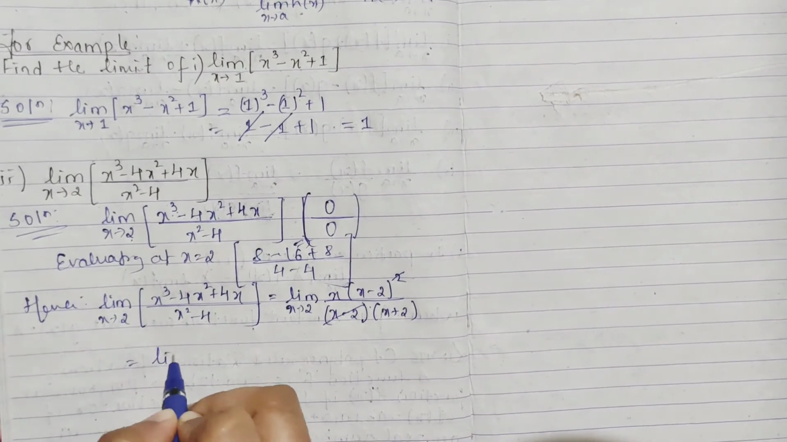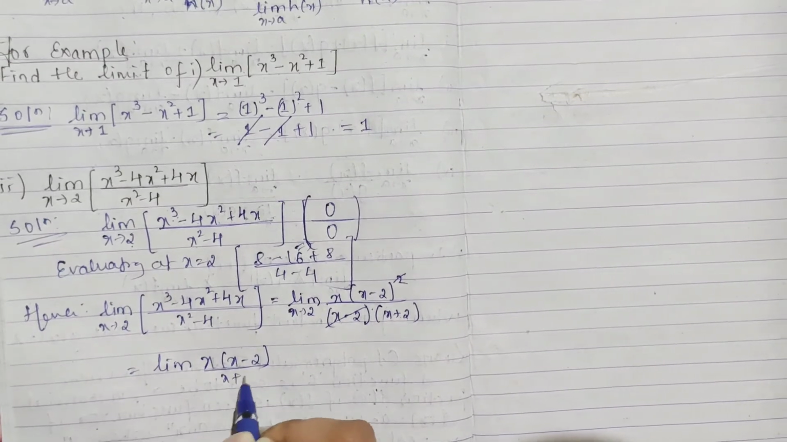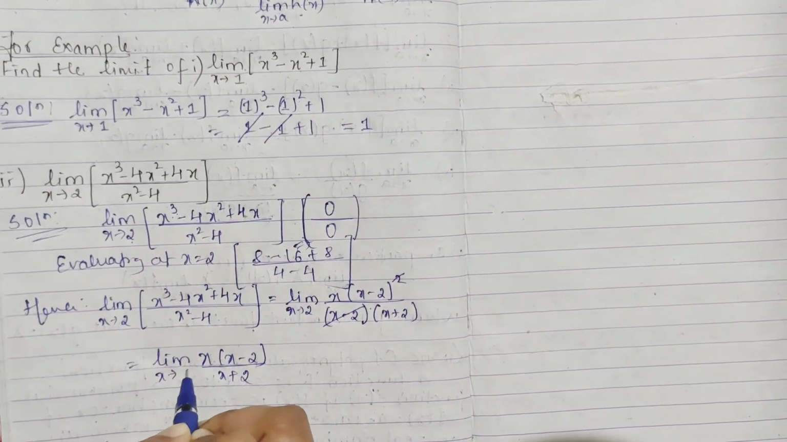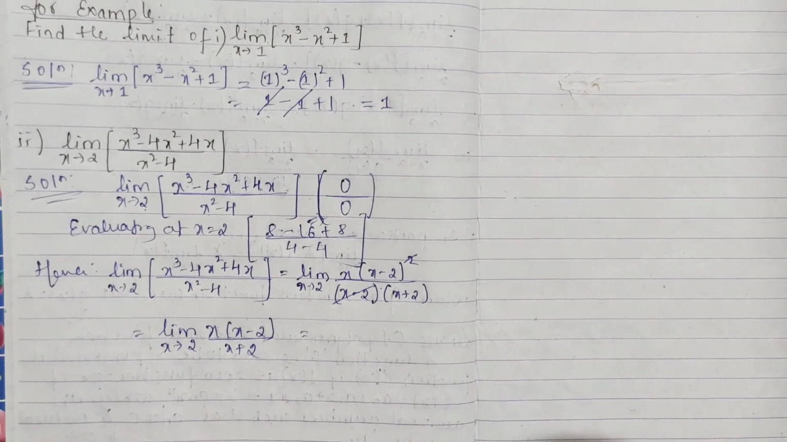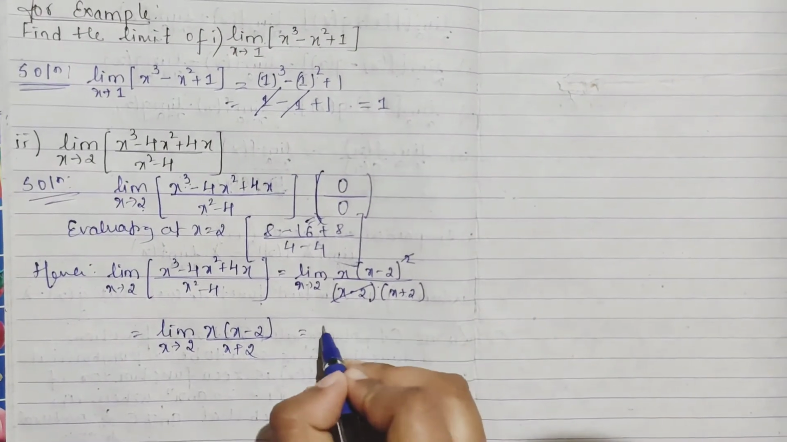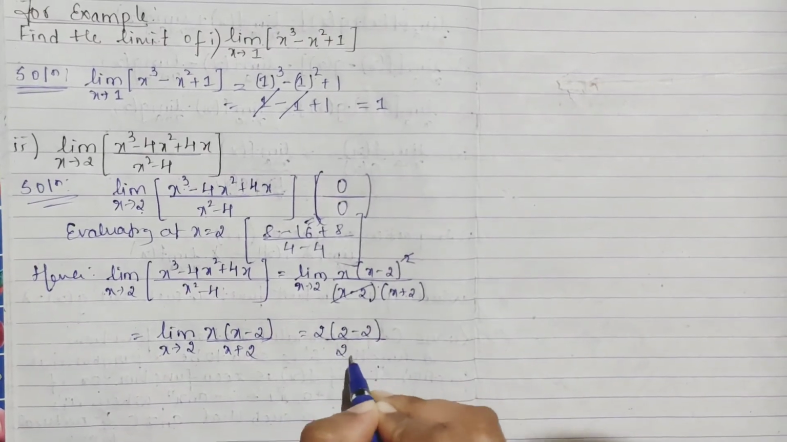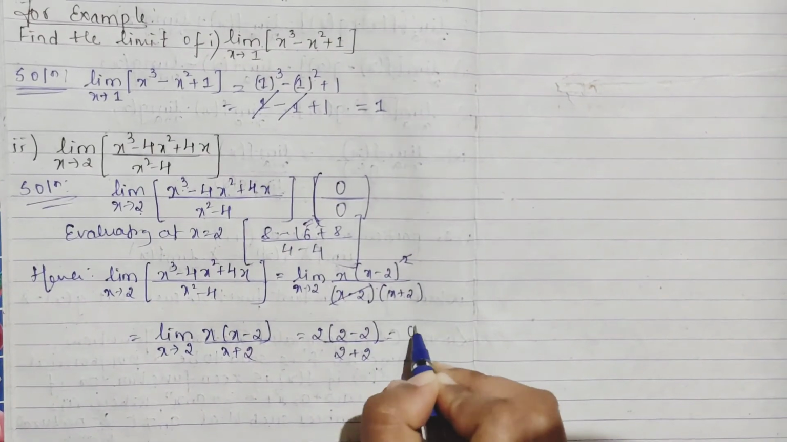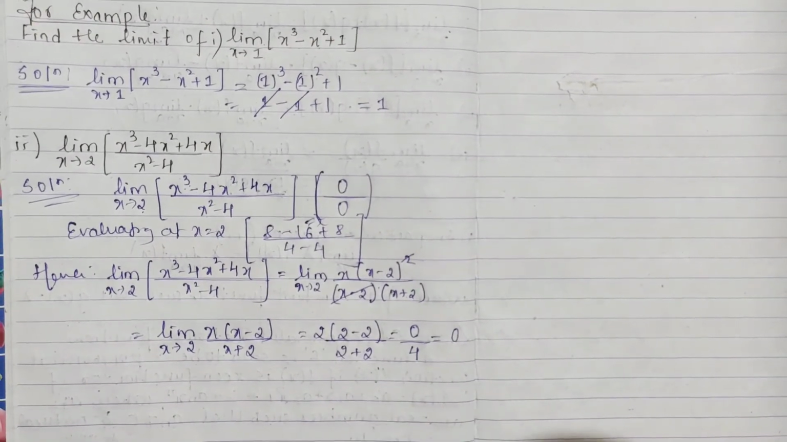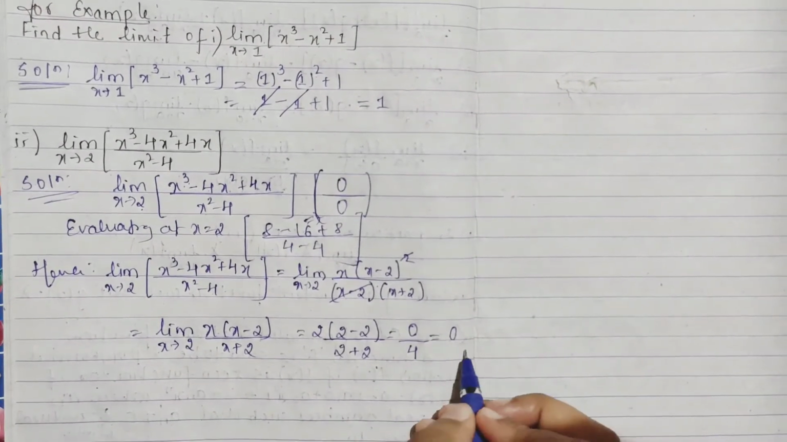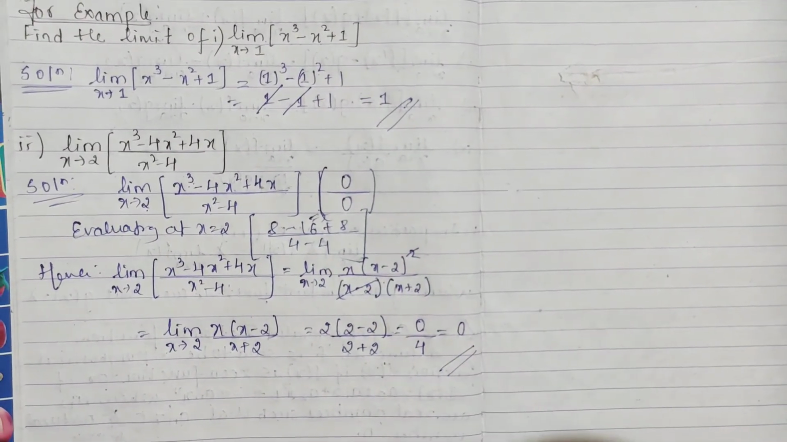You will be having limit x into (x minus 2) divided by (x plus 2) as x tends to 2, right? Now again we can't do anything, so we will substitute the limit. So 2 into (2 minus 2) divided by (2 plus 2). Here you will get 0 divided by 4, which is nothing but 0. So your value for this is 0. I hope I am clear how you have to solve it. Okay.